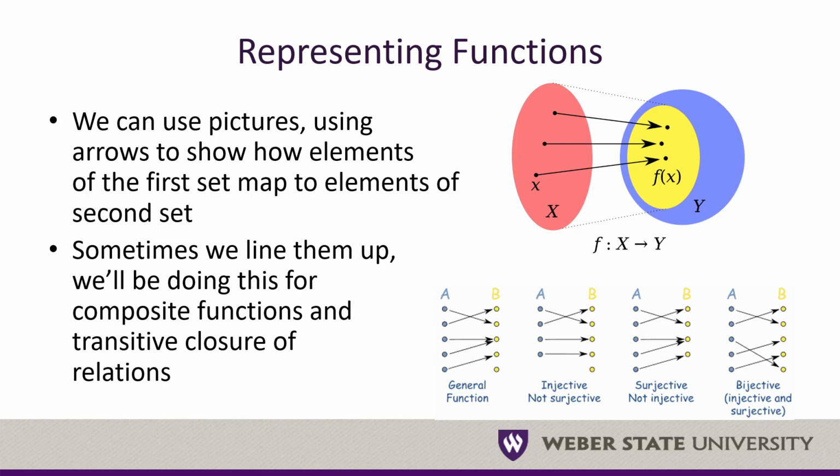And then finally, bijective is both one-to-one and onto. And as a result, every A has a unique B, every B is mapped to by a unique A. And what we'll find out is that's actually what's called a reversible function.